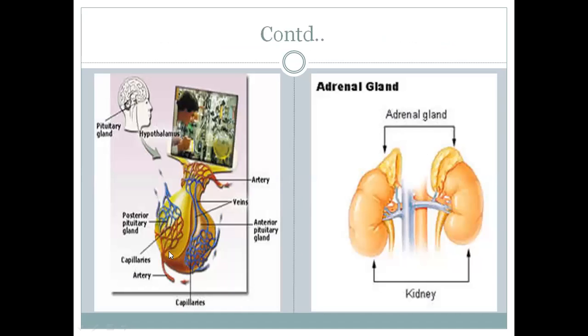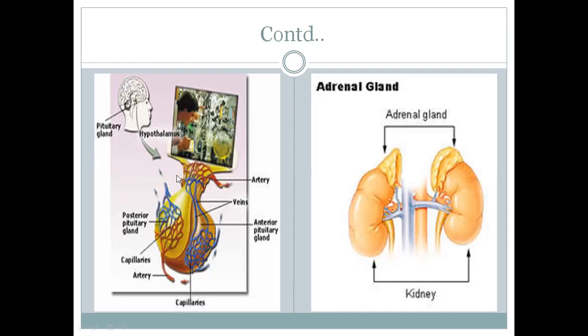Now, this is the adrenal gland. It is present on top of the kidney, and this is the pituitary gland, which is related to the hypothalamus. The hypothalamus detects the amount of water that is present inside, and from the posterior part of the pituitary, antidiuretic hormone is passed into the blood and it comes to the kidneys and controls the water content in the blood.